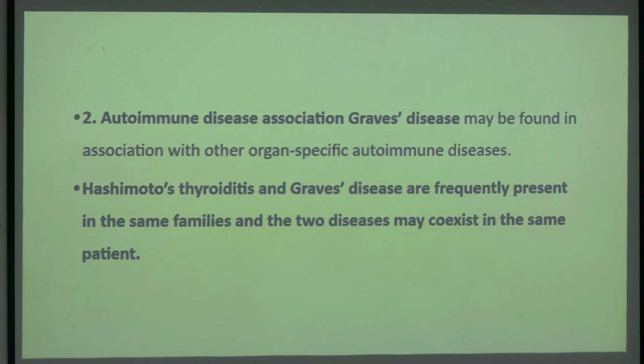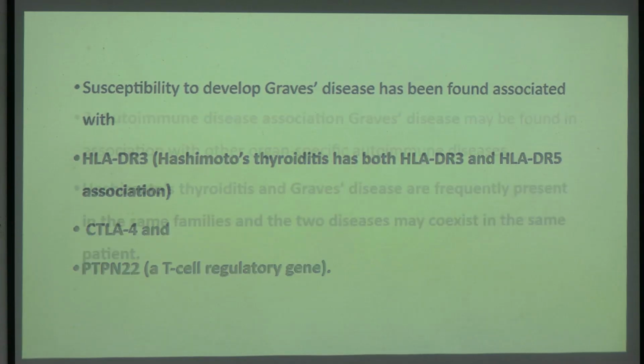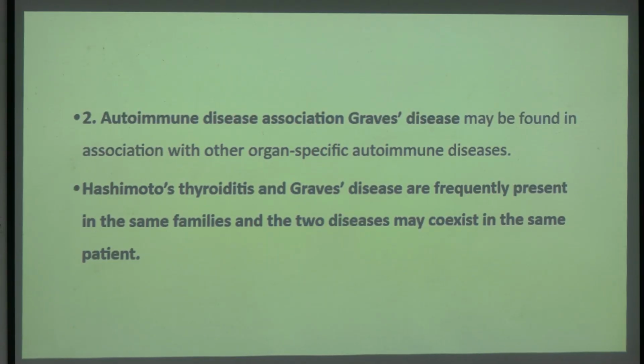Number 2 is autoimmune disease association. Graves' disease may be found in association with other organ-specific autoimmune diseases. Hashimoto's thyroiditis and Graves' disease are frequently present in the same families, and the 2 diseases may coexist in the same patient. That is because both are autoimmune disorders.